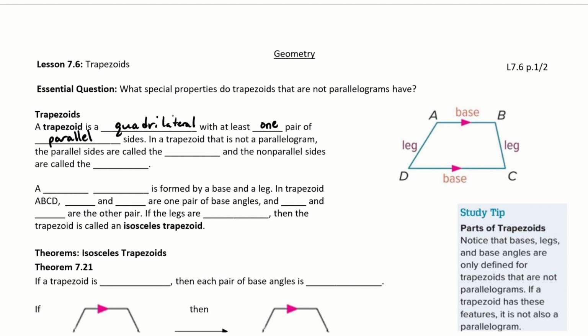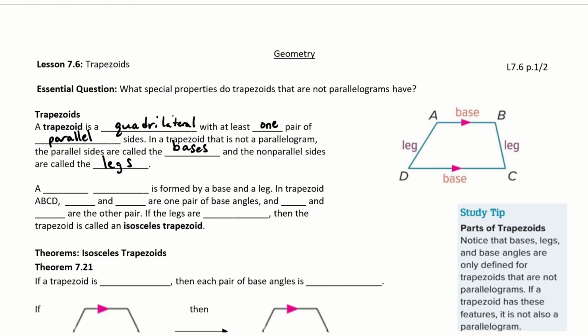Now, this is an example of one pair of parallel sides and not two, right? So most of the time, with a trapezoid, you're going to have one pair of parallel sides that we want to focus on. Now, if it's not a parallelogram, like in this picture, you're going to have different names for the sides here. The bases are the parallel sides. The legs are the non-parallel sides. Okay, so the parallel sides are called the bases, and the non-parallel sides are called the legs.